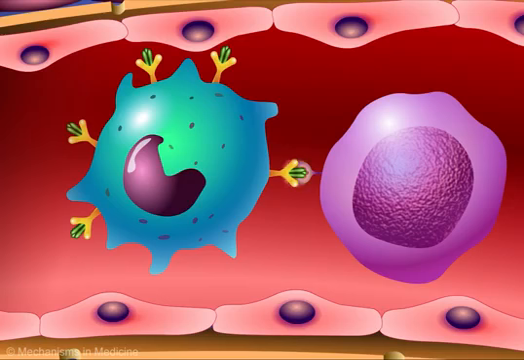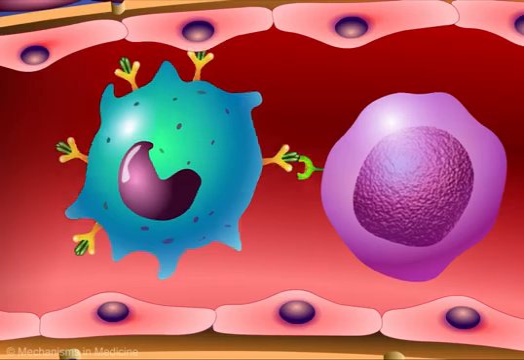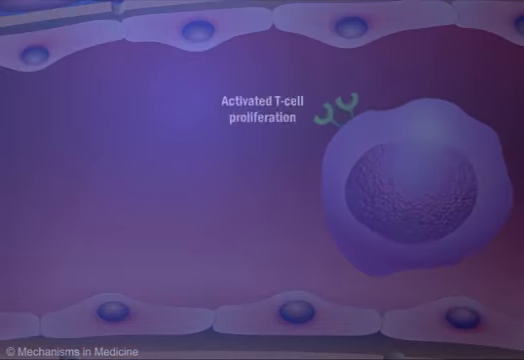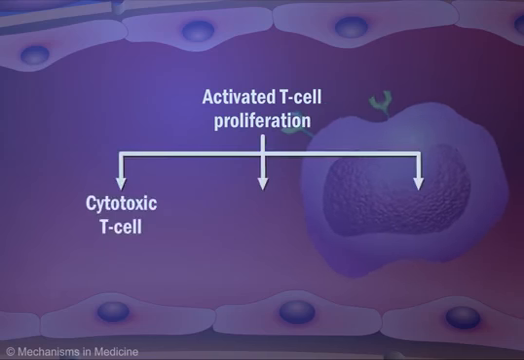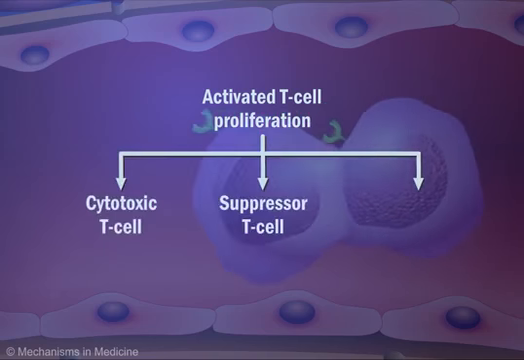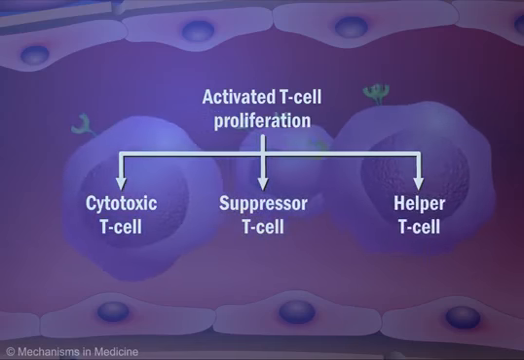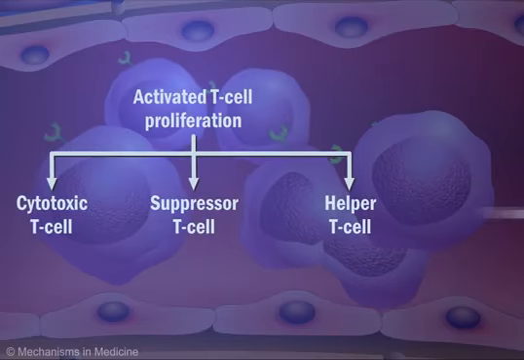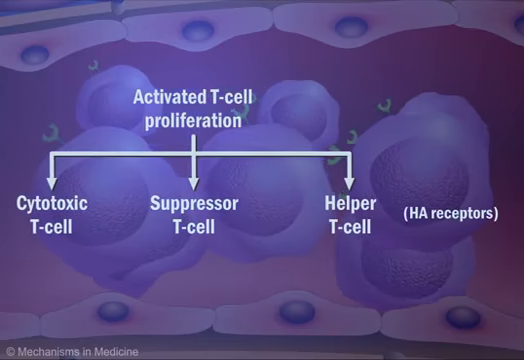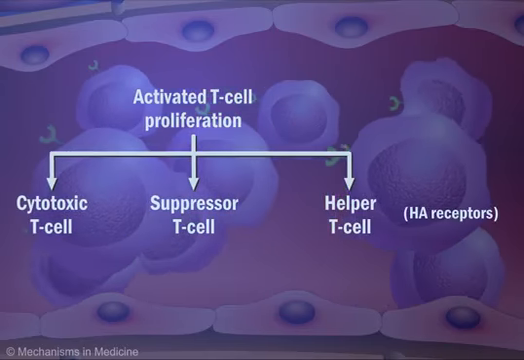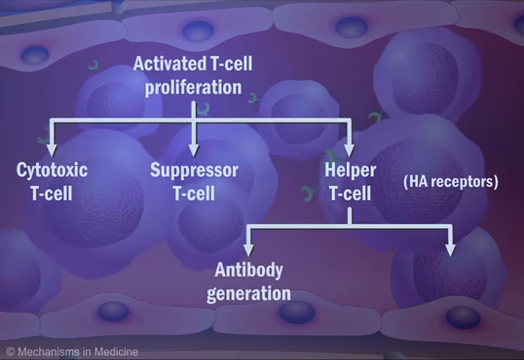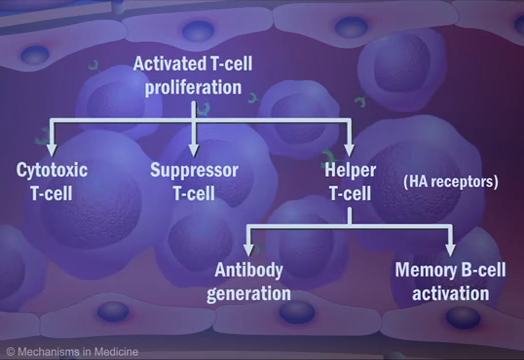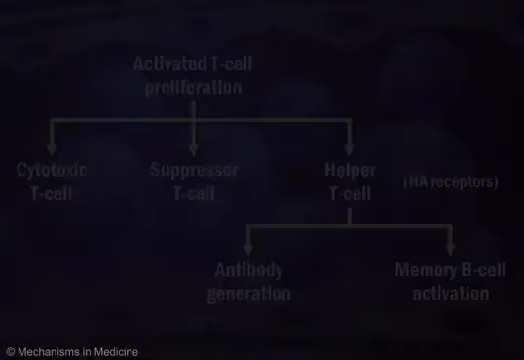MHC. Upon binding to the MHC receptor, T cells become activated and proliferate into either cytotoxic T cells, regulatory suppressor T cells, or helper T cells. Activated helper T cells express hemagglutinin receptors specific to the vaccine strain on their surface and play a major role in antibody generation and memory B cell activation.